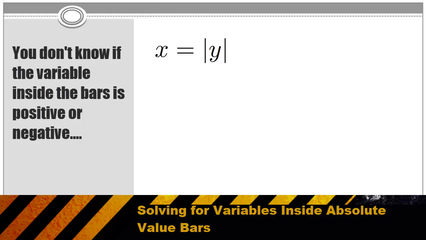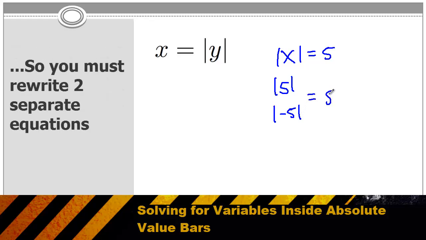When you have a variable, such as x or y, inside absolute value bars, you really can't tell whether the absolute value has taken away a negative. Meaning, if I said to you the absolute value of x was equal to 5, you don't know if x is equal to 5 or if x is equal to -5, because both the absolute value of 5 and the absolute value of -5 both equal 5.